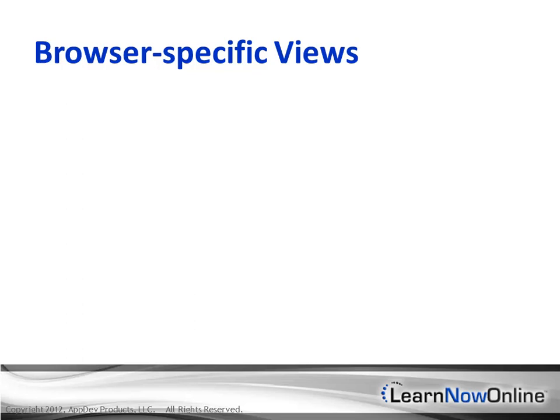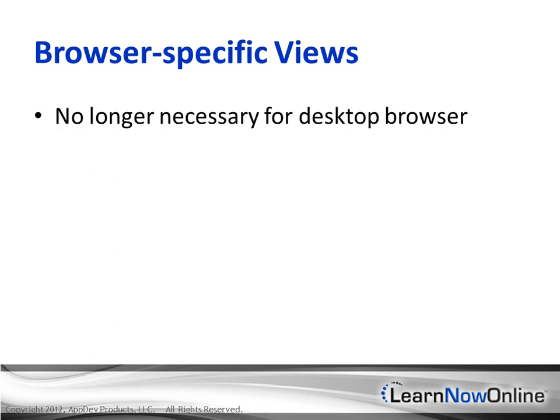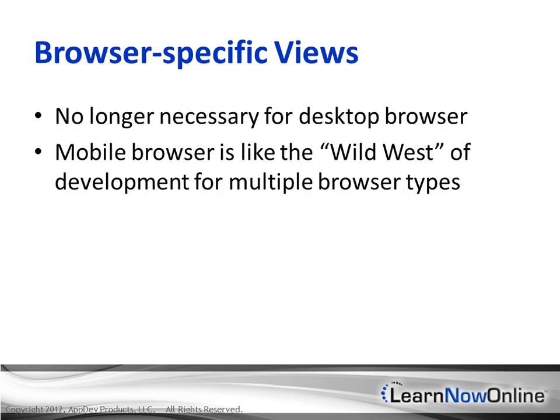Browser-specific views are deemed no longer necessary for most desktop browsers. However, the mobile browser is kind of like the Wild West of development for multiple browser types. This is because there are tons and tons of manufacturers of phones, all with their own special browser being used across them, with the exception, of course, of the iPhone and the Android, which pretty much have their own browser that can be defined, but everybody else is kind of potluck, if you will.